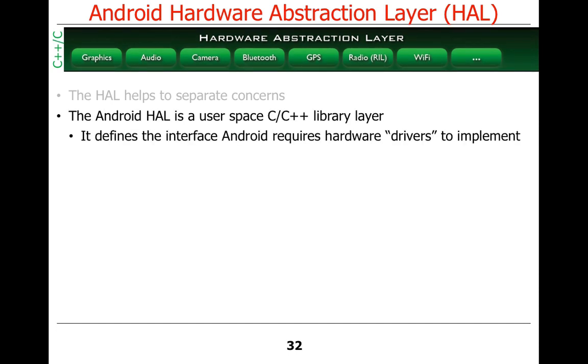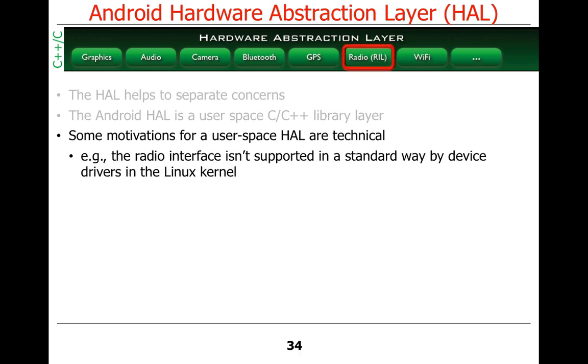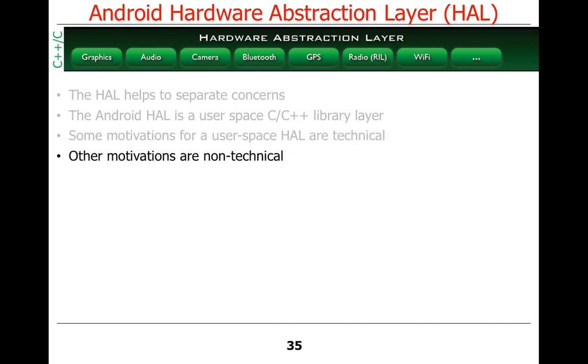And so that's what you would see. If you were implementing the radio interface layer, you would be programming to the HAL as opposed to the device driver. Some reasons, as we talked about before, for having a user space HAL are technical. As we talked about, things like the radio interface are not supported in a standard way by Linux kernel modules, kernel drivers. Same thing's true for cameras. There are a lot of things you expect to find on a mobile phone you might not expect to find on a laptop or a desktop. So they just weren't in the kernel, so they put them in the user space.